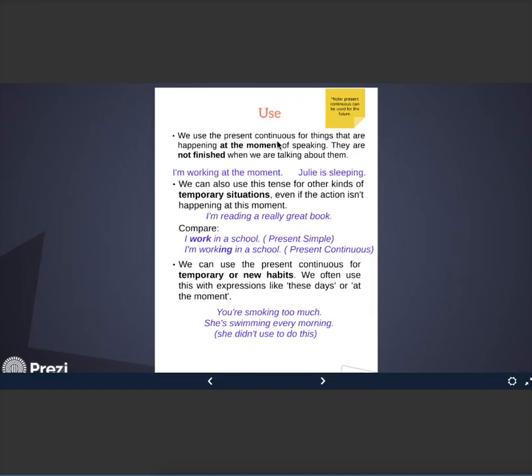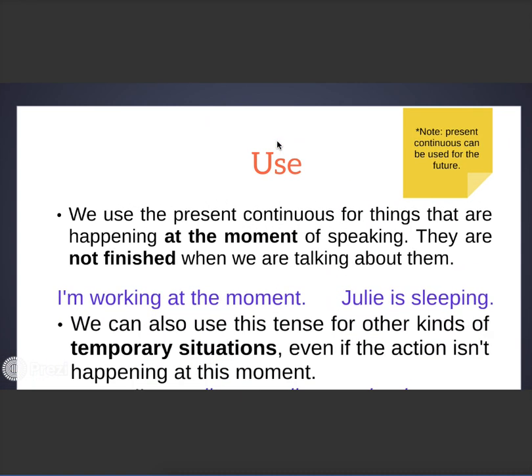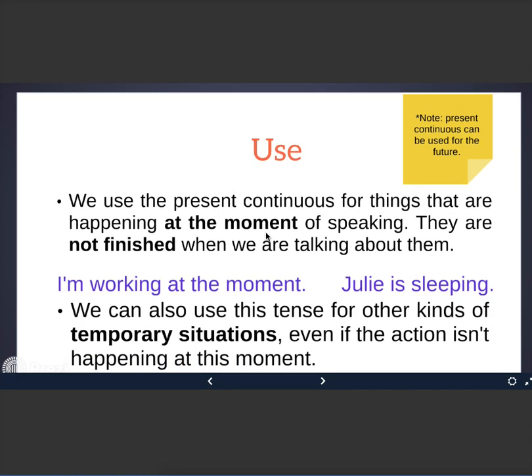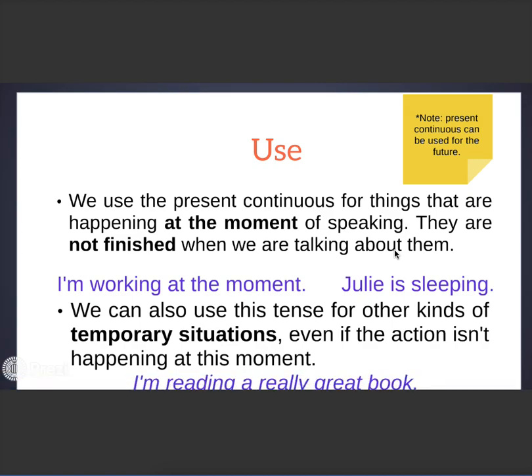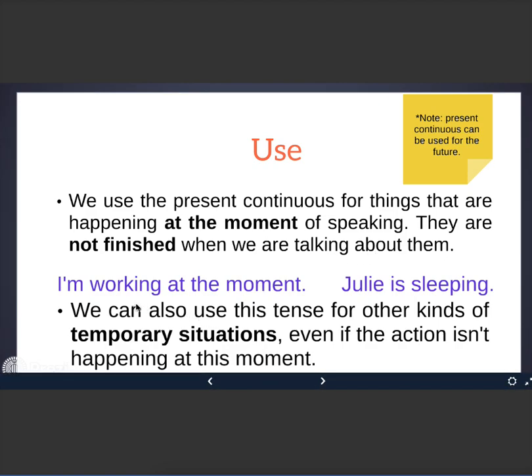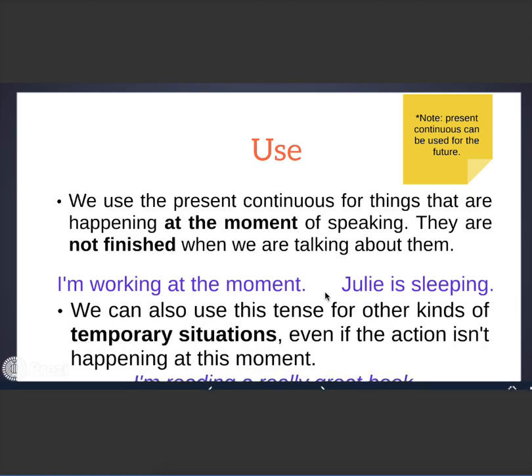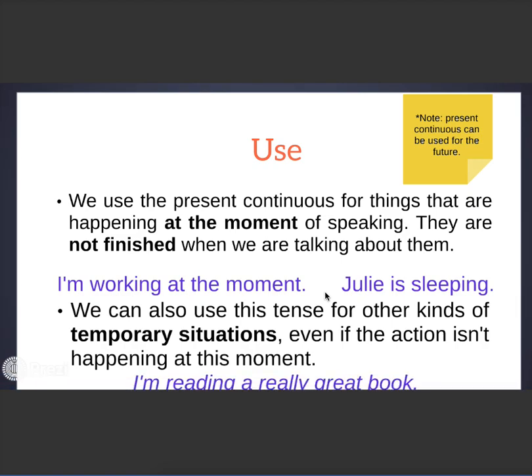So, let's talk about the use. Let's begin with this. We use the present continuous for things that are happening at the moment of speaking. They are not finished when we are talking about them. So guys, as Majo was saying, things that happen right now, cosas que están pasando ahorita, que no se han acabado en el momento en el que estamos hablando. So look at this. I am working at the moment. Julie is sleeping. I am teaching the class. You are paying attention. We are studying English.